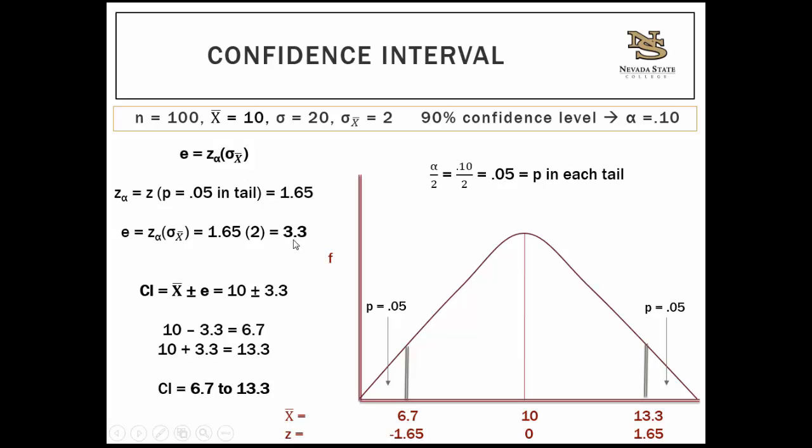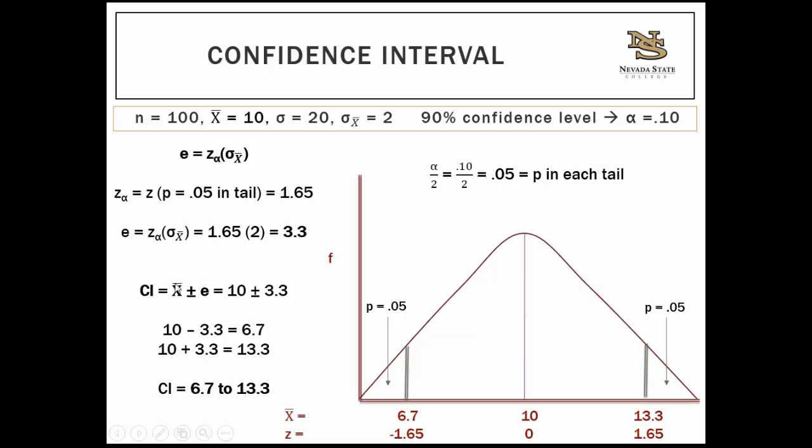You use that margin of error to figure out the confidence interval. We take the sample mean, which is 10 in this case, and add the margin of error to find the high end of the estimate, or the upper limit. Then we take the sample mean and subtract that margin of error to find the lower end of our estimate, or the lower limit.